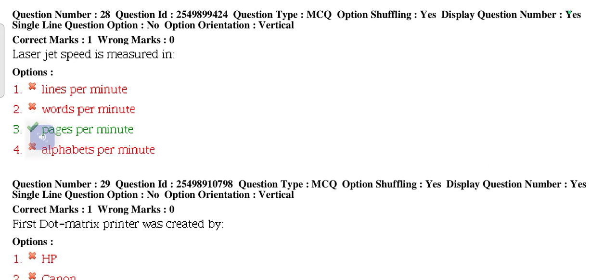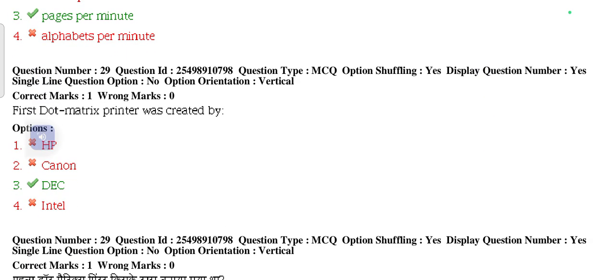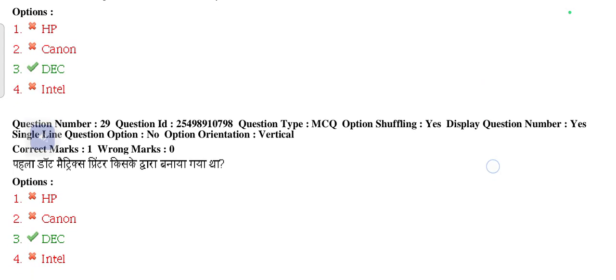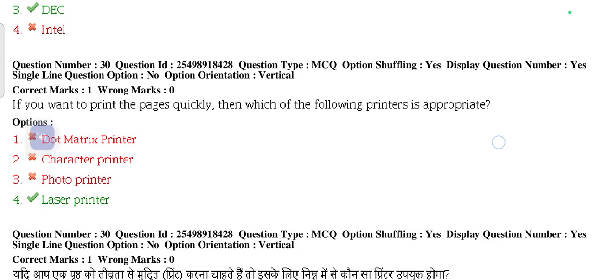Laser jet speed is measured in pages per minute, ppm. The first dot matrix printer was created by DEC. If you want to print the pages quickly, which of the following printers is appropriate? Laser printer.